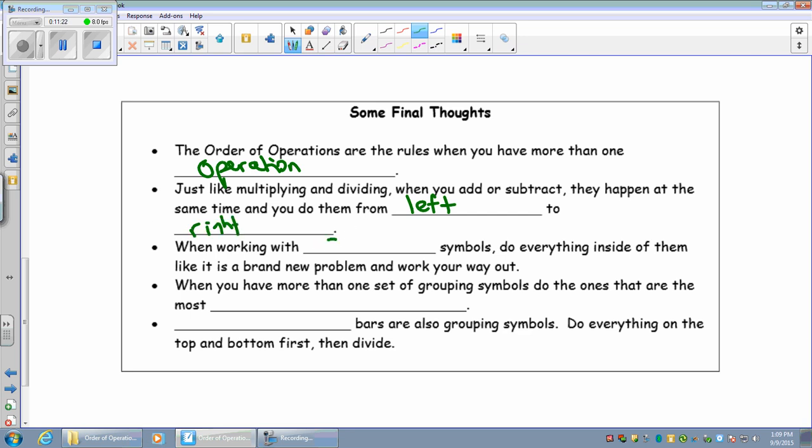When working with grouping symbols, do everything inside of them like it was a brand new problem, and then work your way out. When you have more than one set of grouping symbols, do the ones that are the most inside. And fraction bars are also grouping symbols. That's why we're just not saying parentheses this year. Fraction bars are also grouping symbols. Do everything on the top and bottom first, and then divide last.